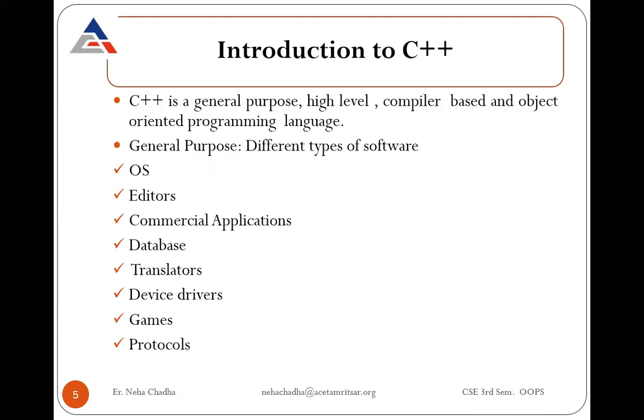Now the introduction to C++. C++ is a basic language that is high level, compiler based, object-oriented programming language. This is general purpose. General purpose means different types of software that we can develop while using C++. First is the operating system, then editors, then some commercial applications, databases, translators, device drivers, games, protocols. These are some types of software that we can develop while using C++.